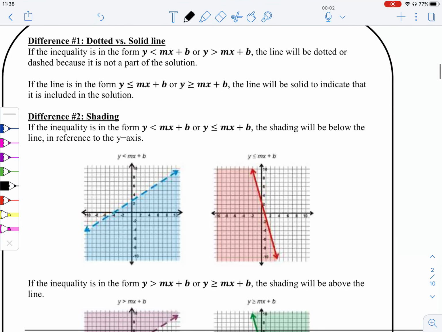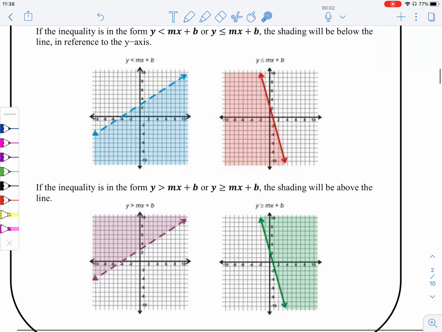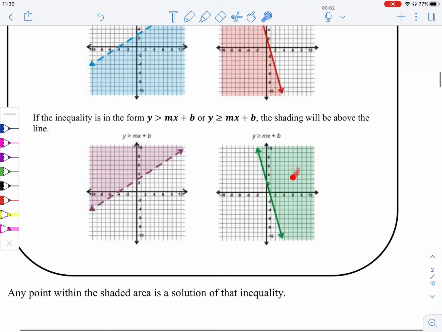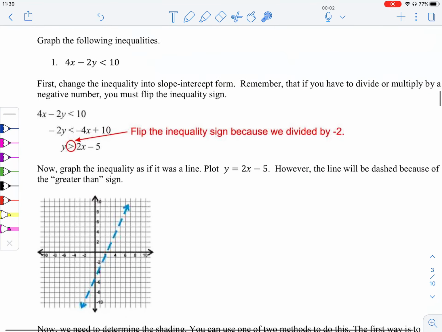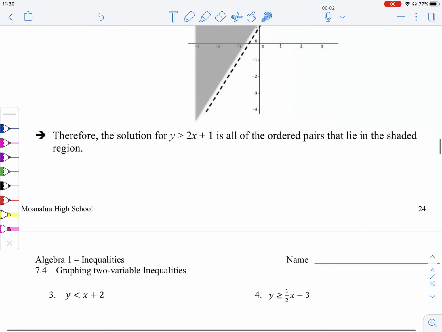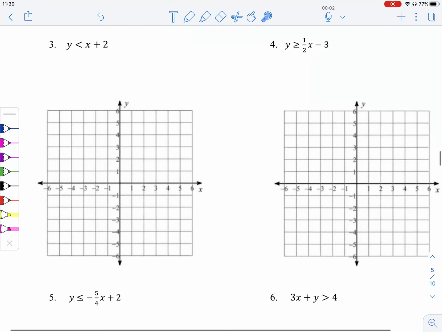Okay, the difference is dotted line versus solid line, right? So less than or greater, if there's no line underneath it here, it's going to be dashed like that. If there is a line, it's equal to the line, so it's going to be solid. Okay, and then we shade if it's less than, we shade below. If it's greater than, we shade above, anything above our line. It's like 72, just like our budget. We want to stay below 72, we shade below. We want to stay above it, we shade above.